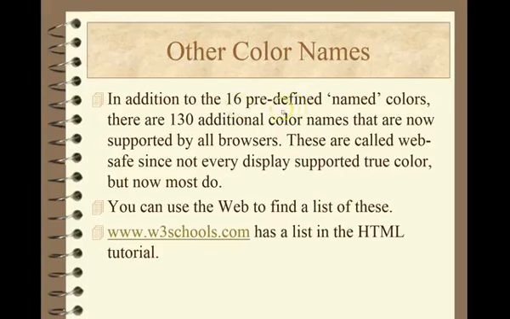So in addition to these 16 predefined named colors, there's 130 additional color names, and these used to be called the web safe colors. So you can find a list for these at the www.w3schools.com HTML tutorial and reference. I'm not sure if I mentioned this on the videos before. This is a tremendous site for getting up and running with web technologies.